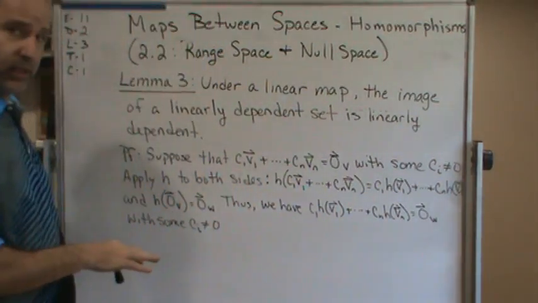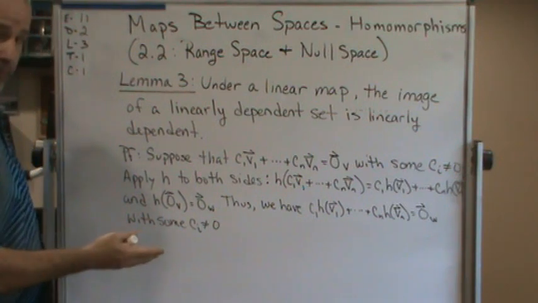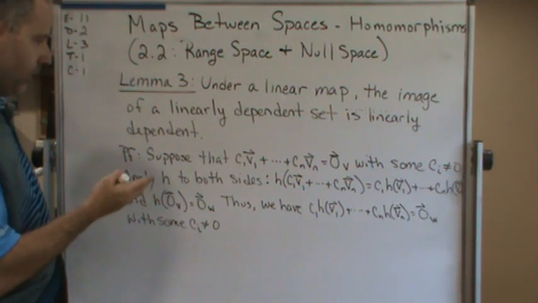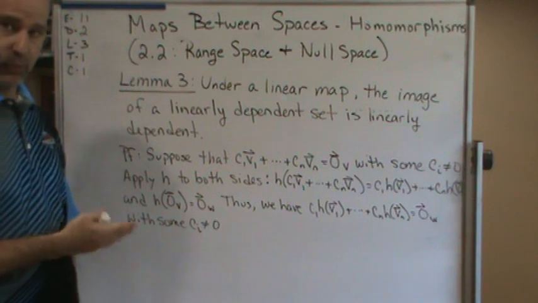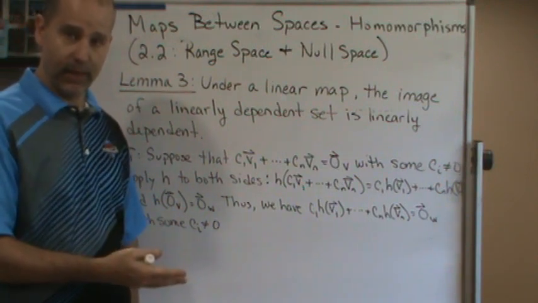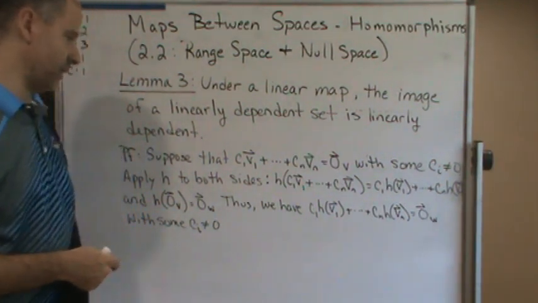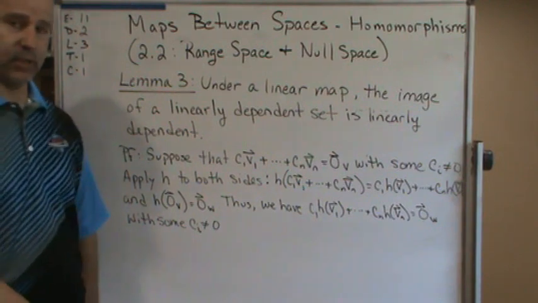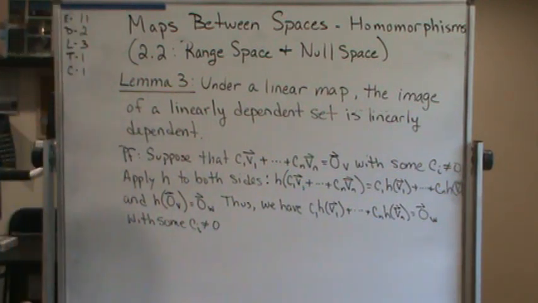So the sufficient condition, being an isomorphism, will give you independence. So you won't lose independence if it's an isomorphism, but it actually turns out to be a necessary condition as well, as you'll see in exercise 37.